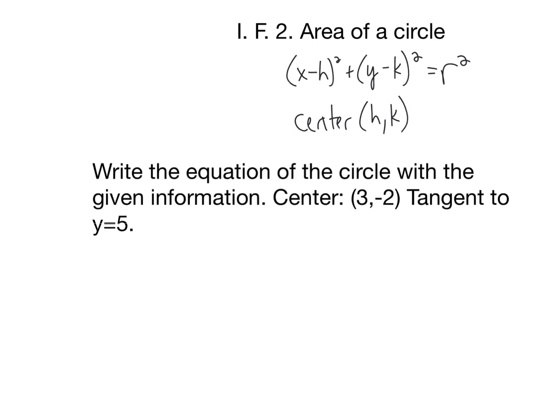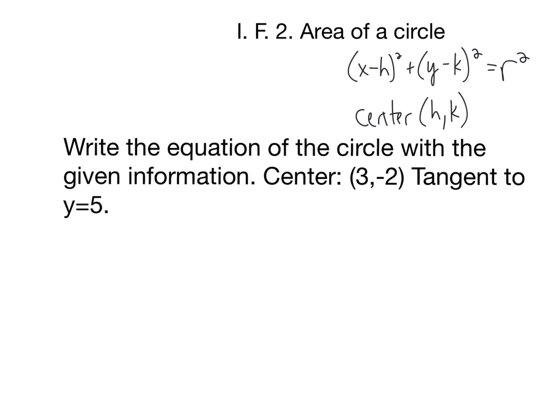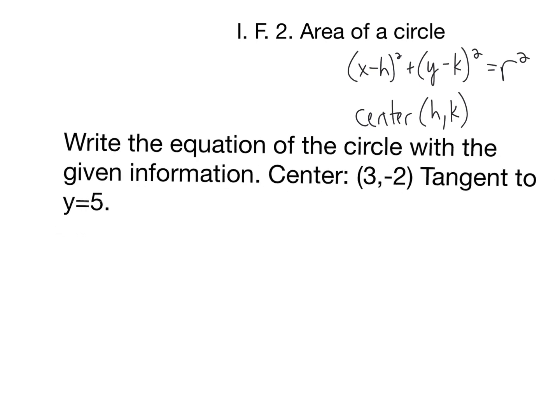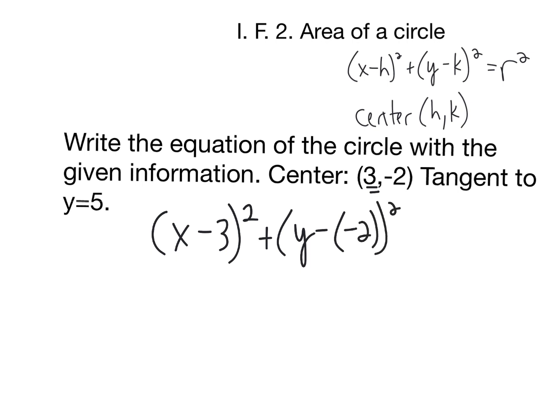So if we look at this problem, they want us to write the equation of a circle with the given information. So they want a center of (3, -2), tangent to the equation y equals 5. So the center part is kind of a simple part to start with. So it's minus the x value and then minus the y value, which you can add the opposite. They're going to just write that as (y + 2) quantity squared. And then the only question here is, what is our radius?